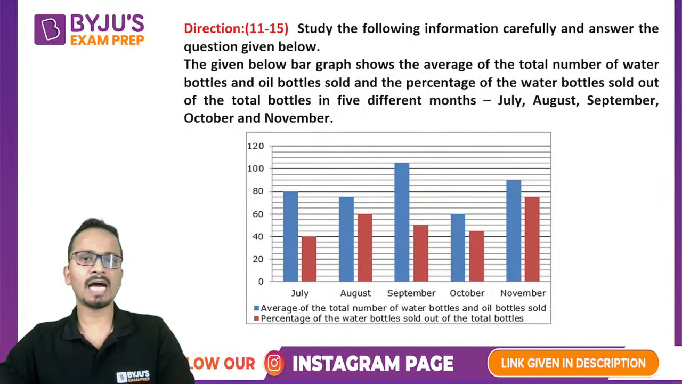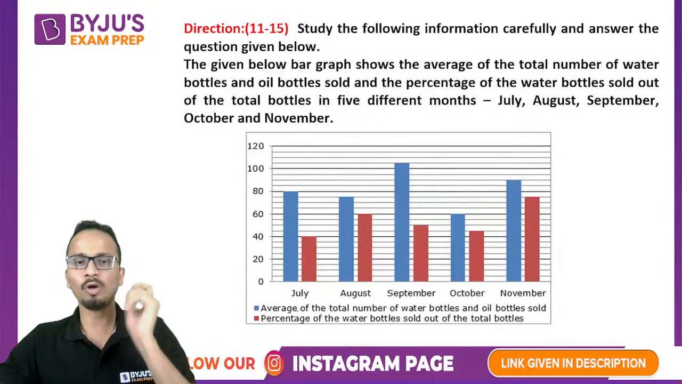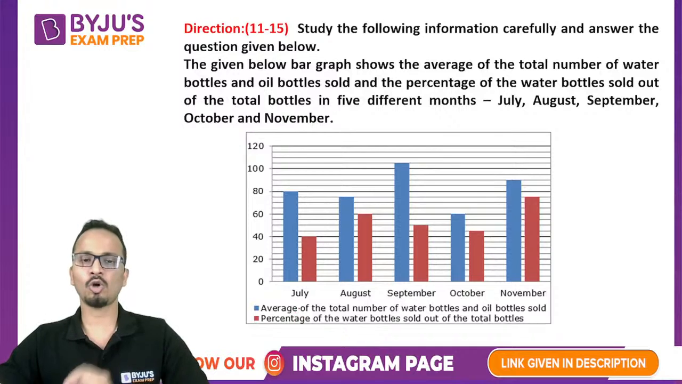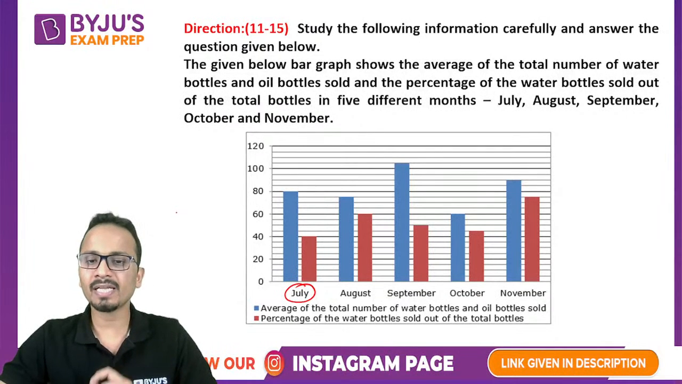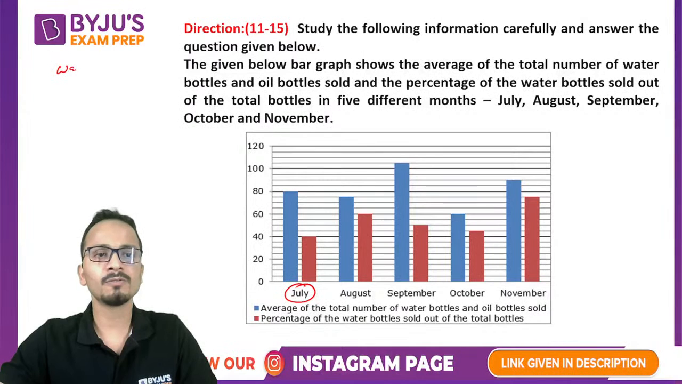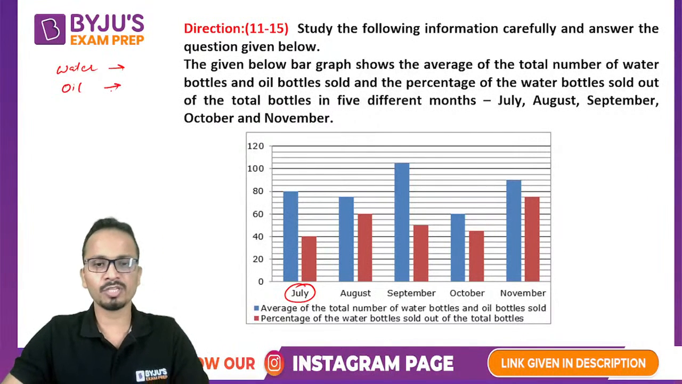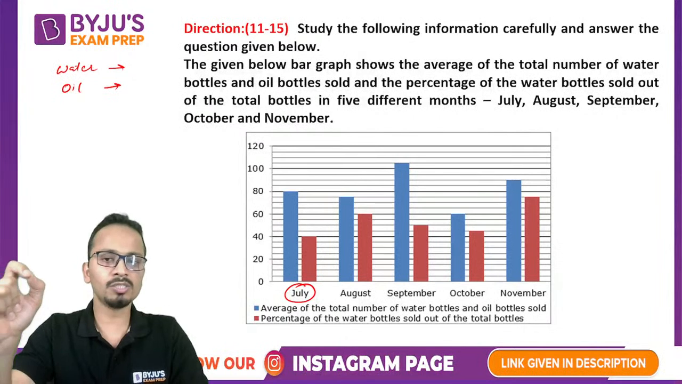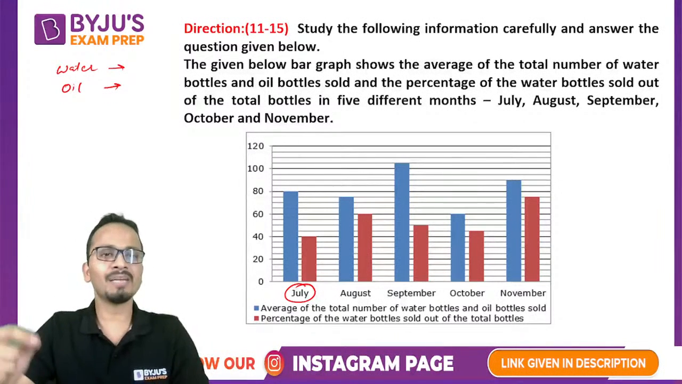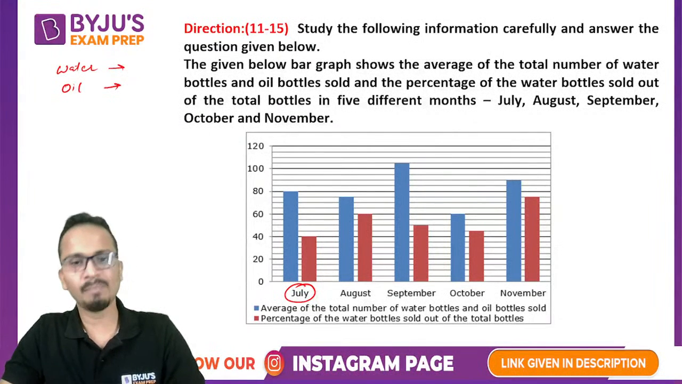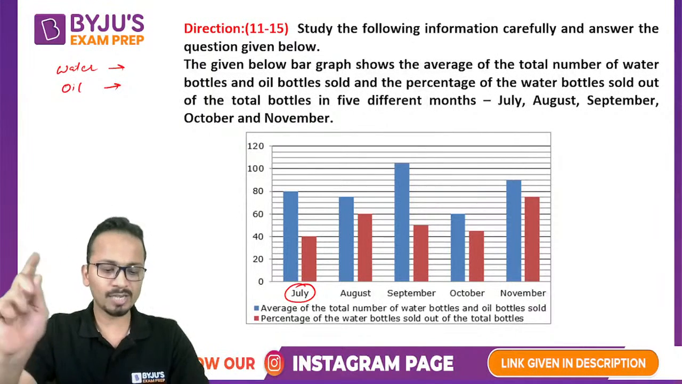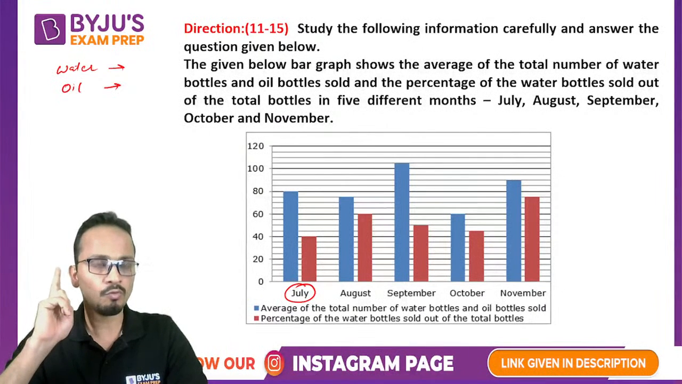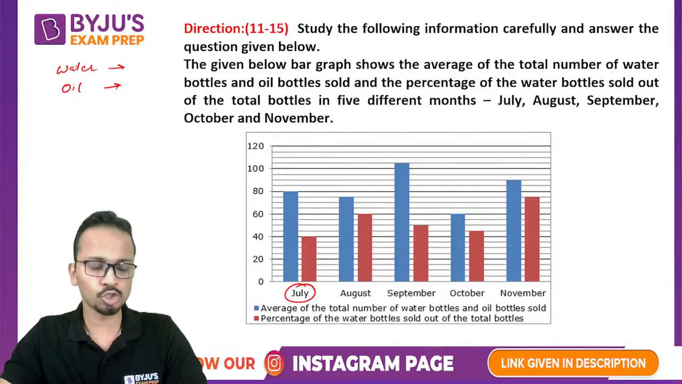Now, before I go to the first question, I want to understand one thing. Let's talk about the month of July only. Can you give me the separate number of water bottles sold and oil bottles sold in the month of July? Quickly, all of you, I'll give you a minute. Write your answer in the same chat box, both numbers respectively, in a single message.